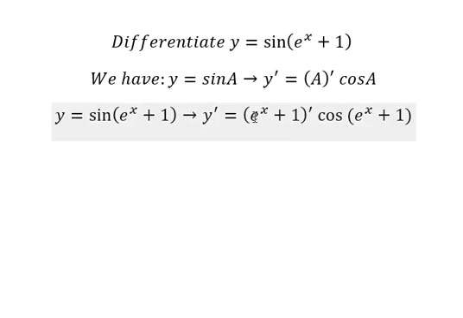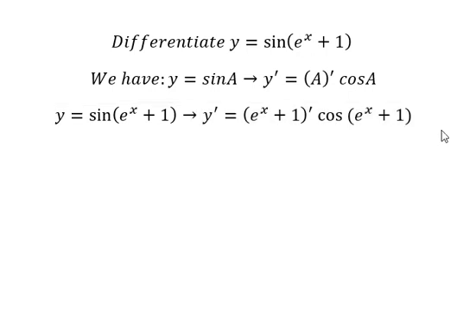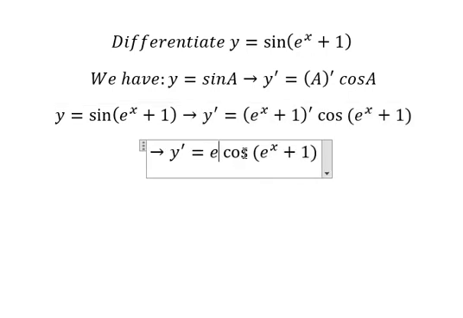Next, first the derivative of e to the power of s, we keep the same. First the derivative of number 1, this is a constant, so you get 0 in here. And here is the final answer.